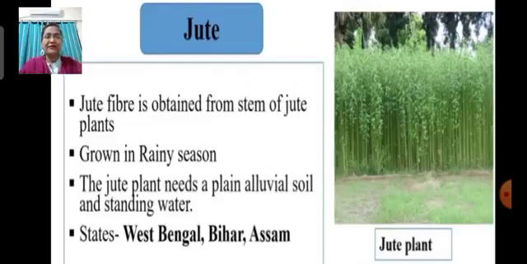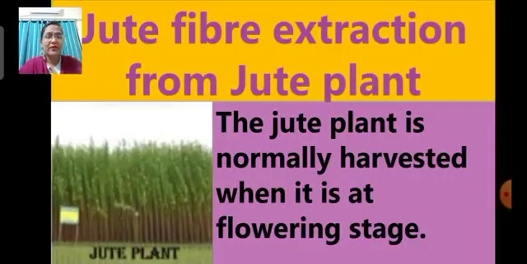Now we will study another important plant fiber, that is jute. Jute is obtained from the stem of the jute plant. It is grown in the rainy season. The jute plant needs plain alluvial soil and standing water. In India, the jute plant is mainly grown in the states West Bengal, Bihar and Assam. Now we will see how the jute fiber is extracted from the jute plant.